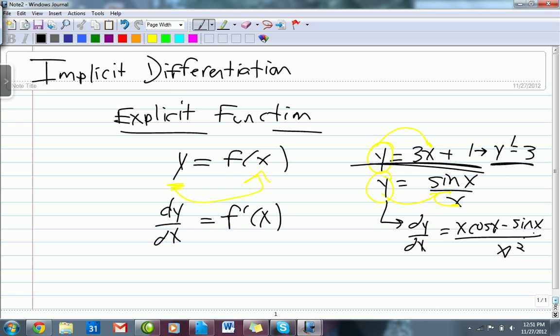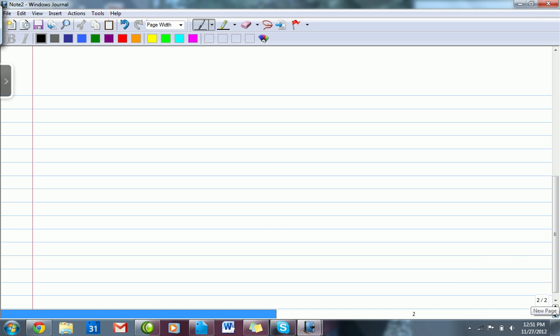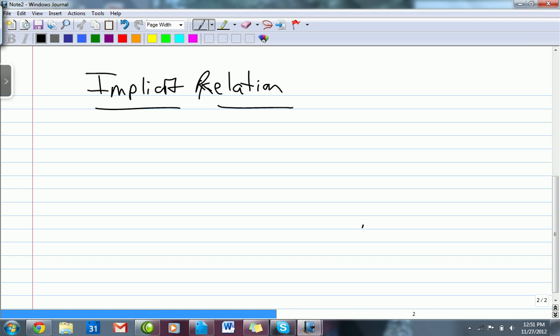However, what if we have other kinds of relations, like circles, for example? Let's talk about what an implicitly defined relation looks like. I say relation because they're oftentimes not functions. In fact, the ones we look at will not be functions. I like to think of these as x's and y's hanging out together. It's not clear that y on one side is a function of x, or many x's, on the other side of that equal sign. Let's look at some particular examples.